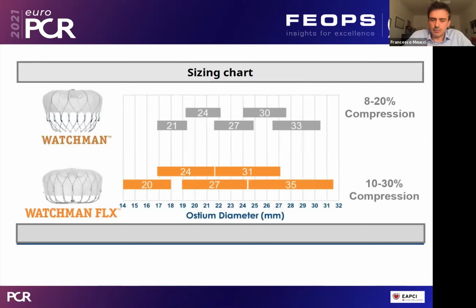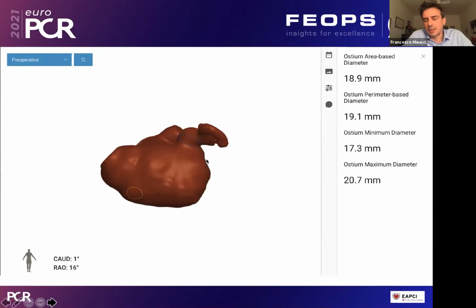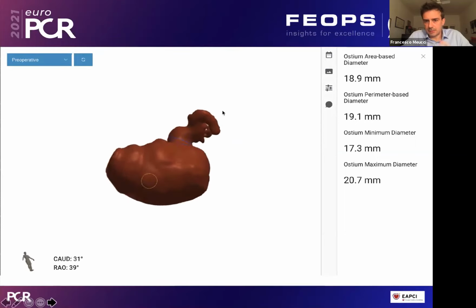We will see together how the simulation could help in the choice of the device between those, let's say, 3 measures in this particular case. You can read the 10–30% of compression as the goal of our final implant. Then, we did the CT scan, and we sent the CT scan to FEops.